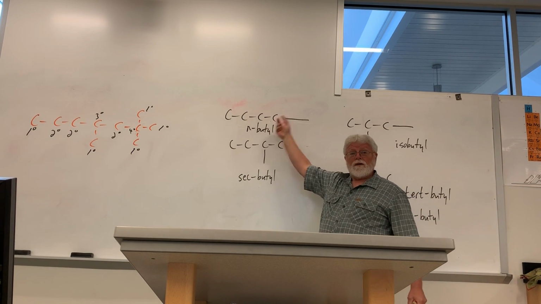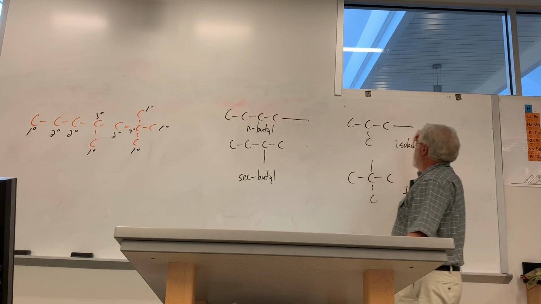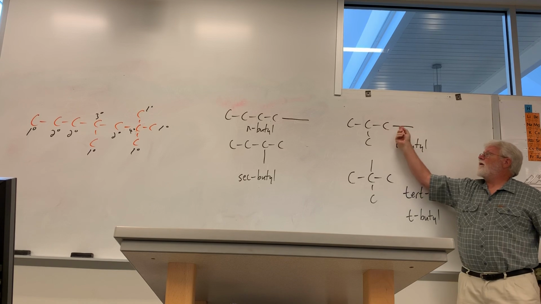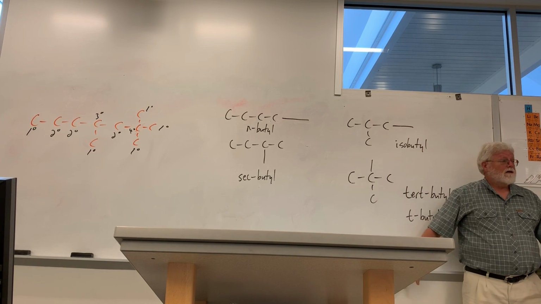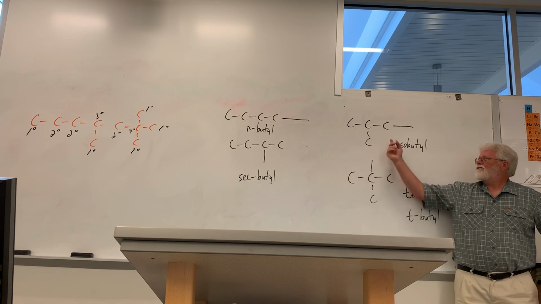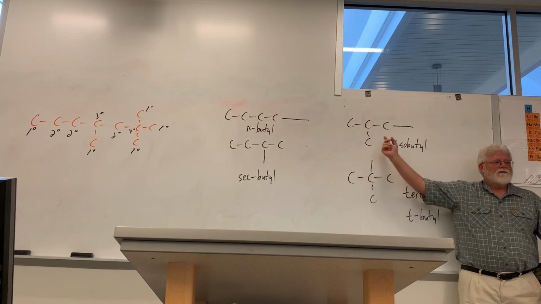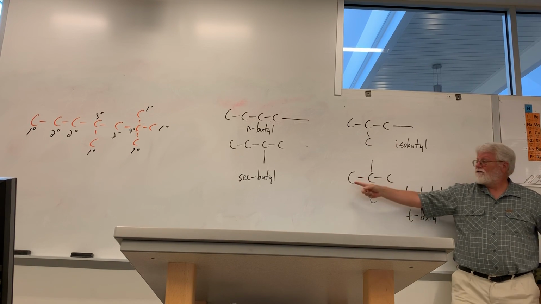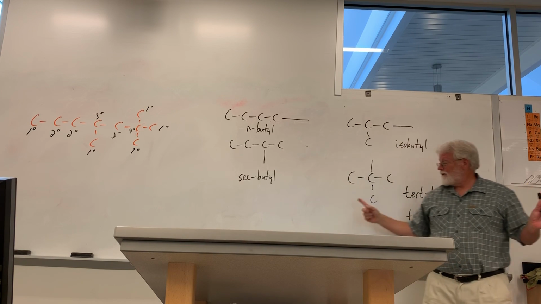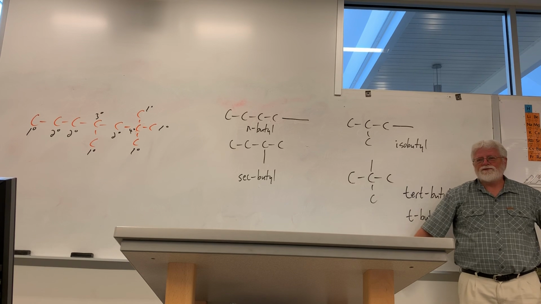Normal butyl, the carbon that's bonded to the parent chain, is a primary carbon. And isobutyl, the carbon bonded to the parent chain, is also a primary carbon. So we can't call this primary butyl because that's also a primary butyl. So kind of by default, this is the only possible secondary butyl, this is the only possible tertiary butyl. This guy therefore gets isobutyl status.